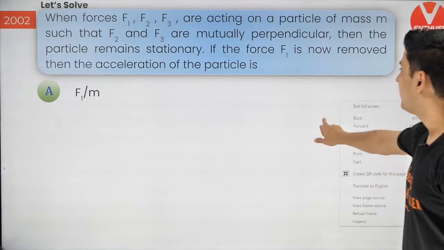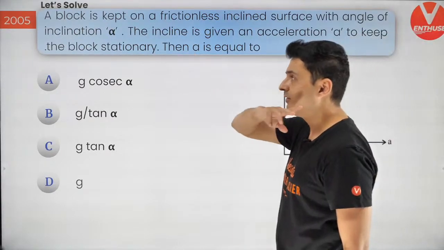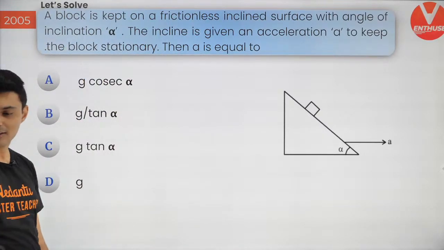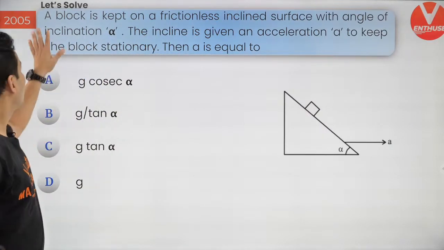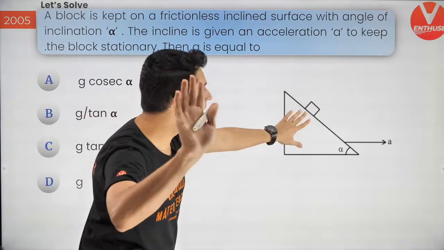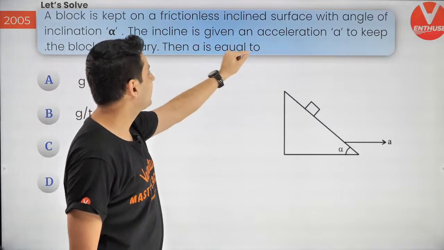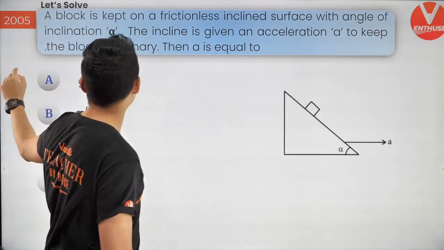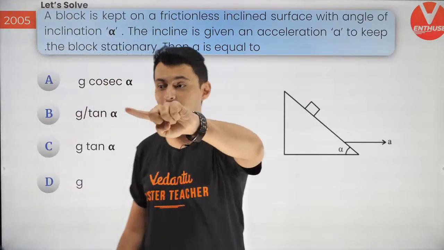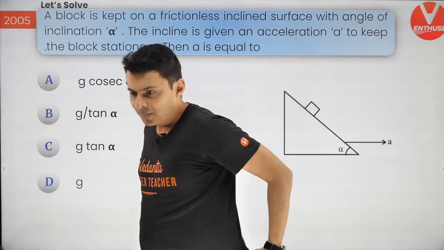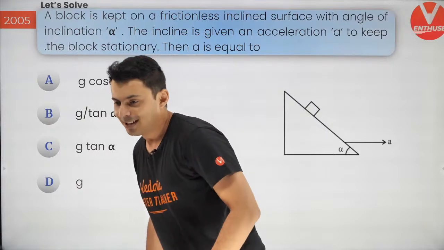That was option A. Now let's go to the next question, 2005 question. So a block is kept on a frictionless inclined surface with angle of inclination alpha. The incline is given some acceleration to keep the block stationary. Then A is equal to, come on, let's see how many of you give the answer really quick. Harsha has said C. Shakti and Par also say C.